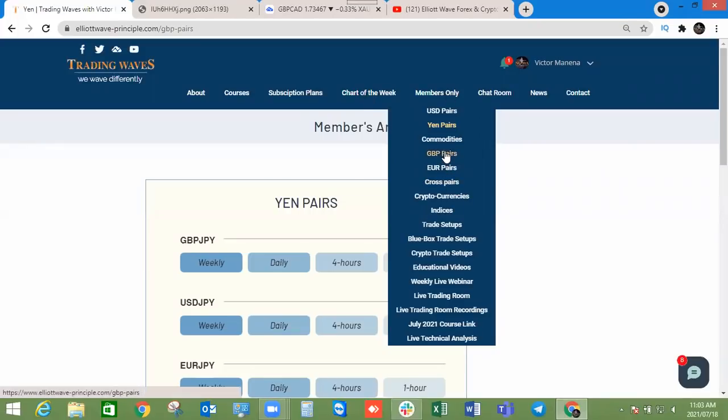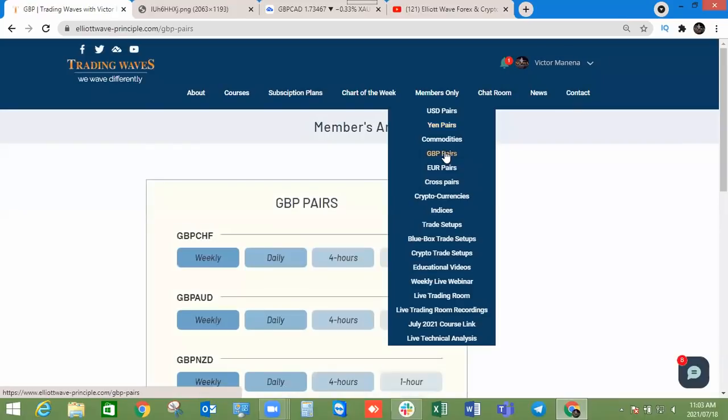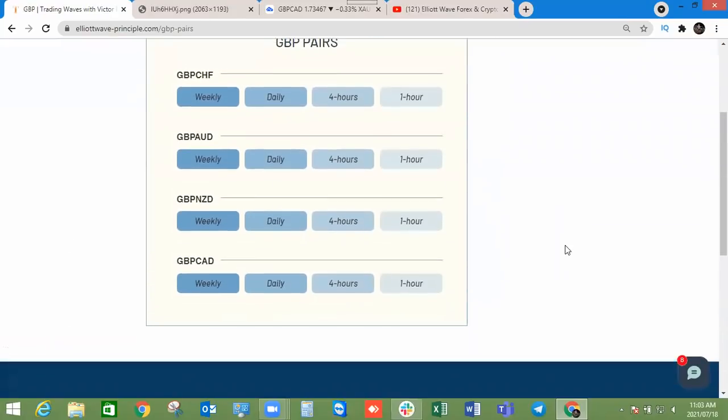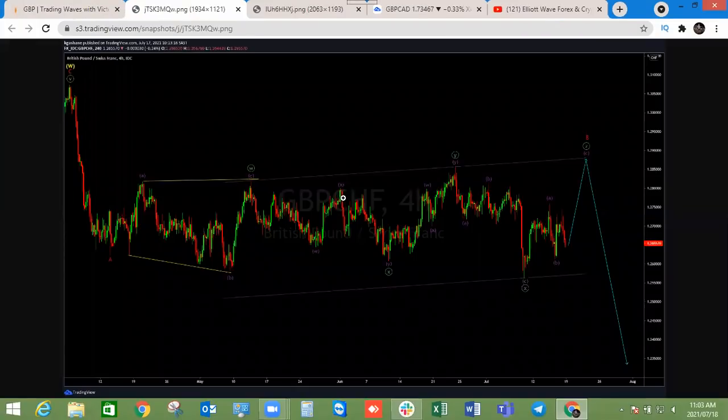Pound pairs. I've got pound CAD first. Rather, let's start with the sequence that we've got on the website. Let's have a look at pound CHF. Rather, pound CHF, what we're looking at here. So we've made a move to the upside.